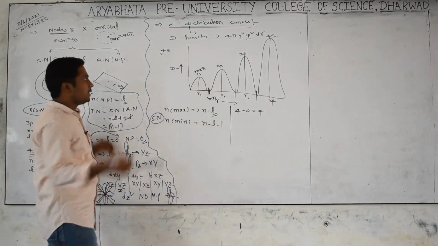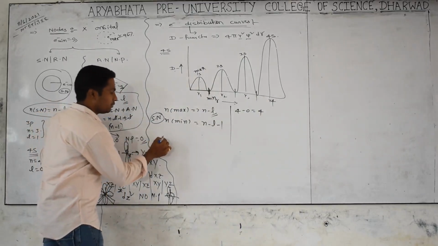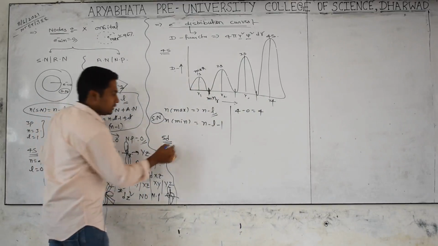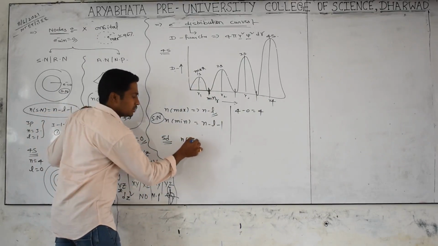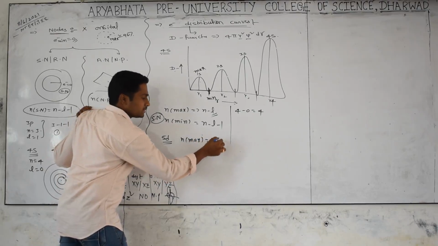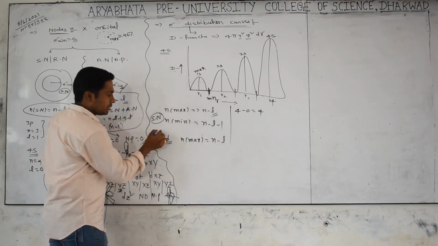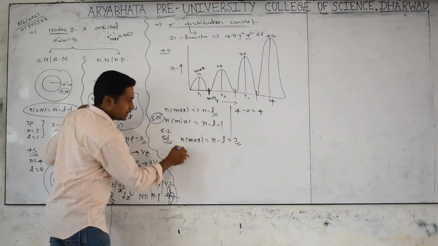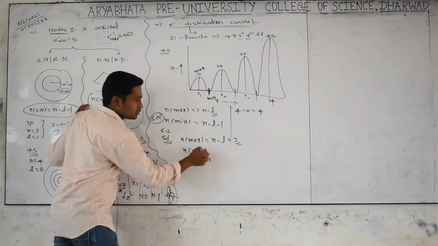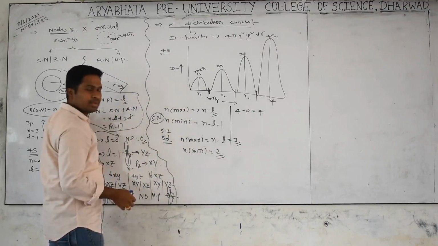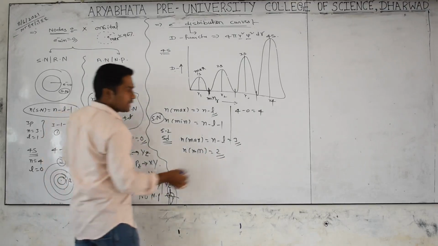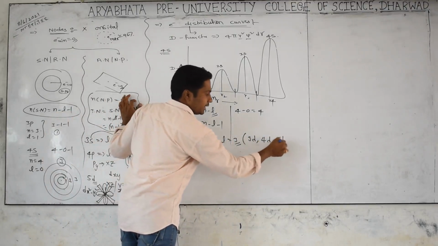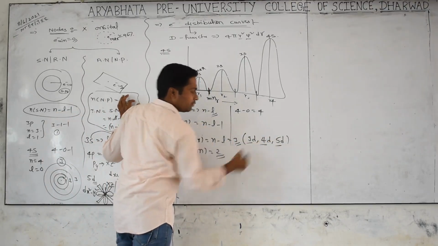For example, he may give the 5D orbital. For 5D, how many maximas are you getting? Number of maximas is equal to n minus L, that means 5 minus 2, nothing but 3 maximas. Number of minimas is equal to 2. Can anybody guess where we are getting maximas? 3D as well as 4D and 5D, means at the third orbit, fourth orbit and fifth orbit.